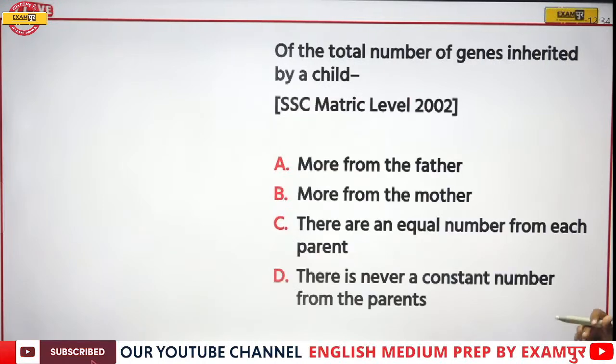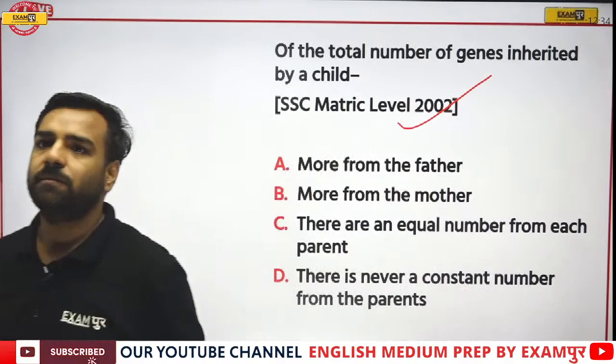Okay. Moving forward to the next question. Of the total number of genes inherited by a child, this is from Matric Level 2002. What is going to be the correct answer?